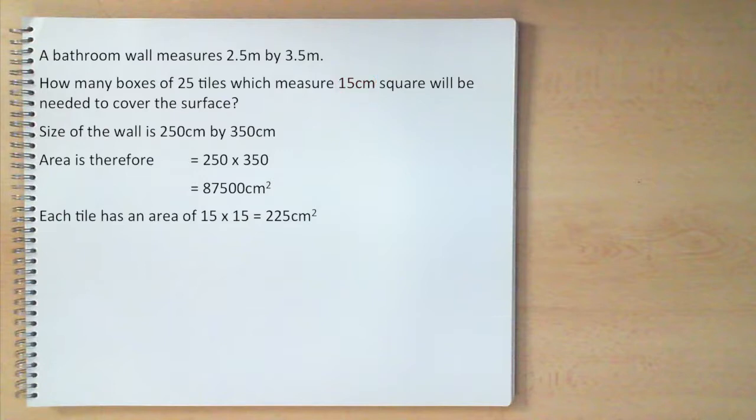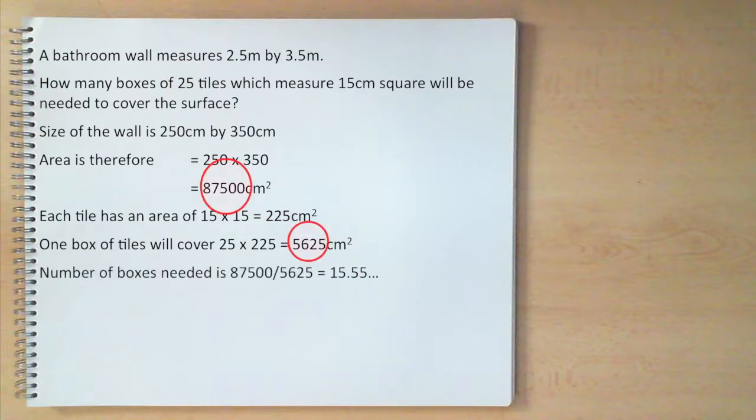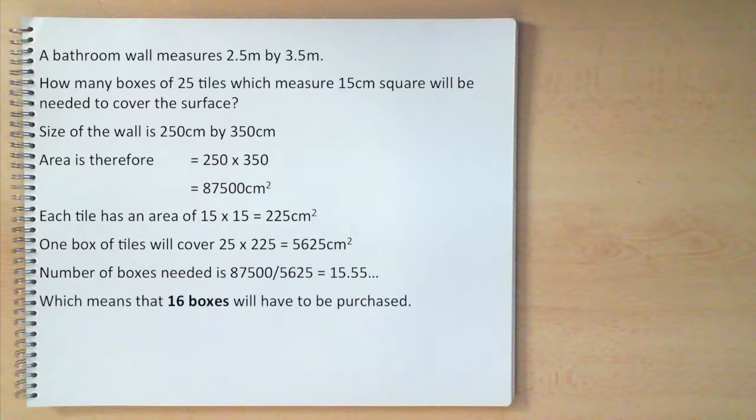So one box of tiles will cover 25 times 225 centimeters squared, which is 5,625 centimeters squared. So the number of boxes we need is going to be 87,500 centimeters squared, which is the area of the wall, divided by the area of one box, which is 5,625. That gives us an answer of 15.5555. So we know we can't go into a shop and ask for 15.555555 boxes, so we know the answer has to be 16 boxes of tiles will have to be purchased.